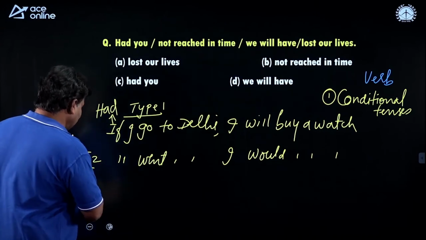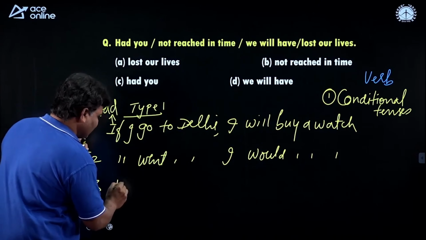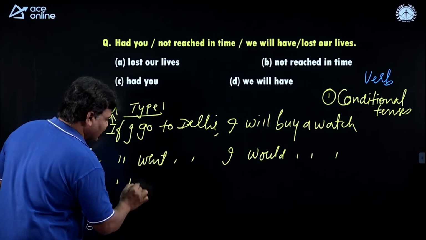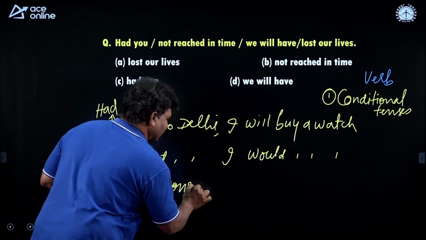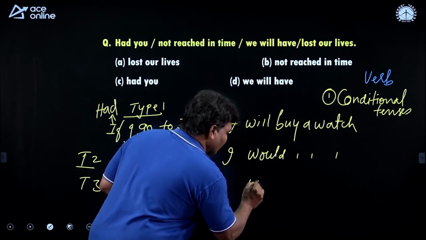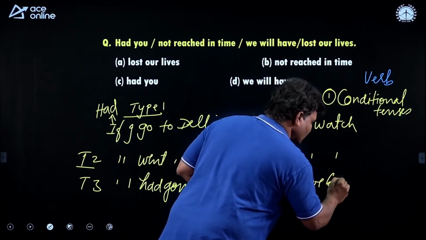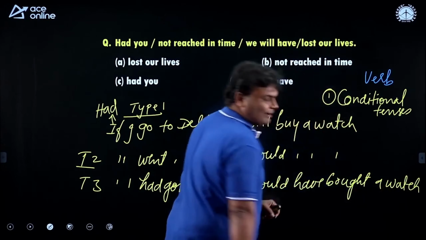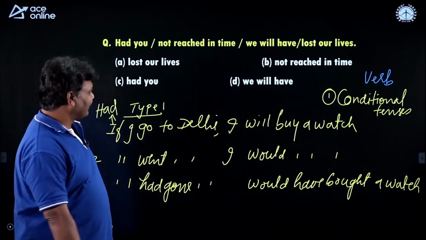This is type 2. Type 3, students: if I go, went, gone. If I had gone to Delhi, I definitely would have bought a watch. I've just simplified the 3 types of conditional tenses into 1 minute.